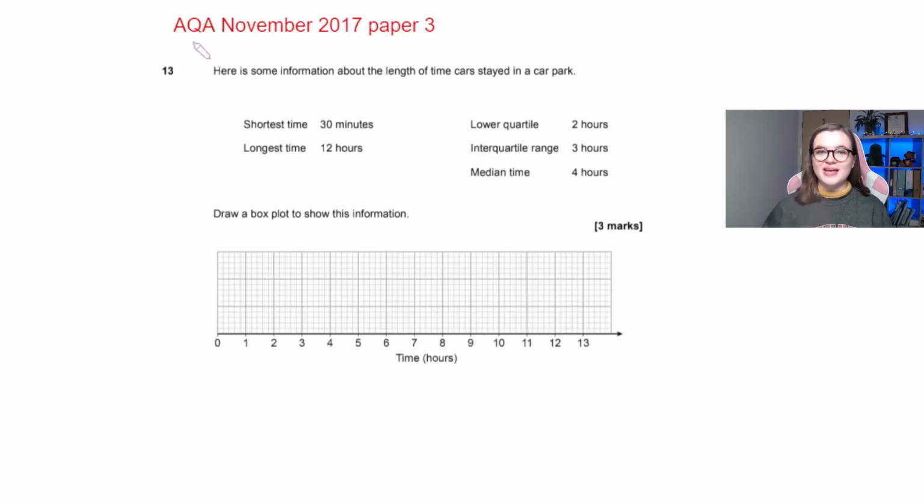Okay, next up then, another AQA question, November 2017, paper 3. So again, pause it, have a go, see how you get on.